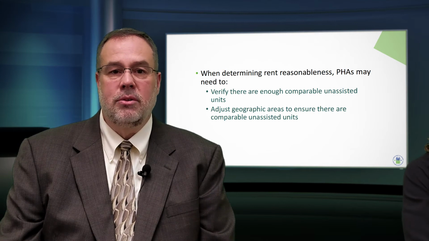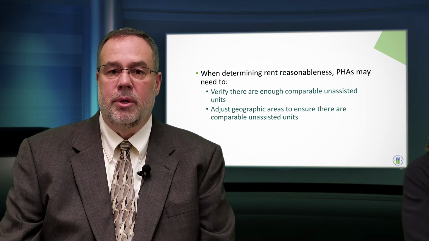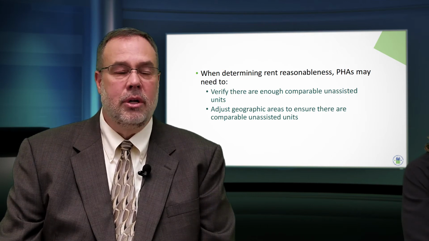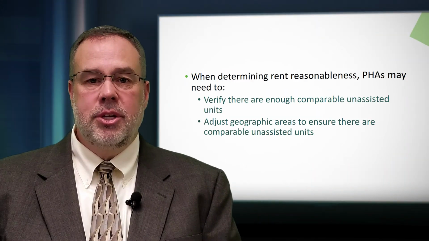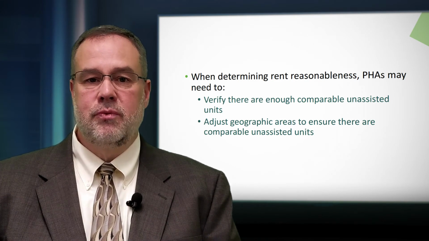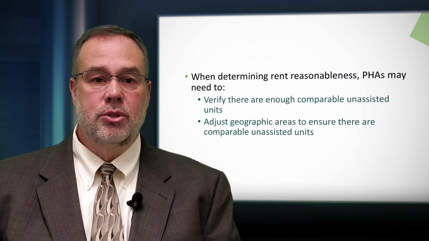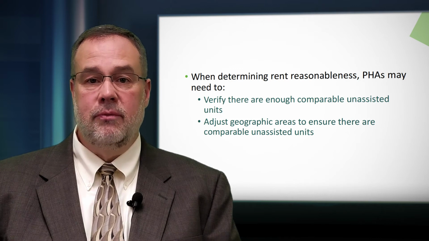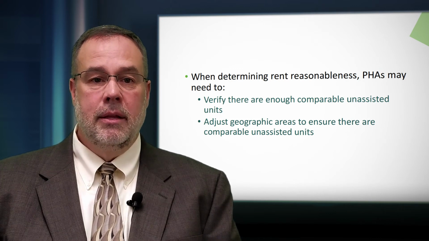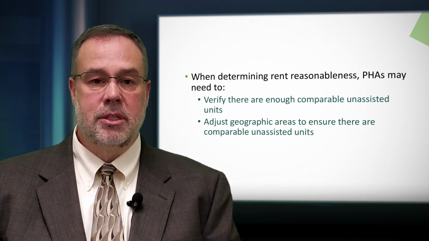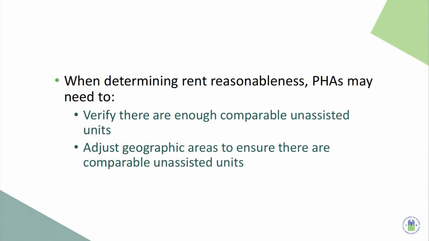Location has always been a factor to consider when determining rent reasonableness, and in many cases, a zip code may be too broad an area for evaluation. As PHAs get ready to implement small area FMRs, they should evaluate their systems for determining rent reasonableness to assure that there are sufficient comparable unassisted units in the areas that voucher families will choose to rent. Depending upon the type of system or service that a PHA uses for its rent reasonableness determinations, there may not be enough comparable unassisted units.